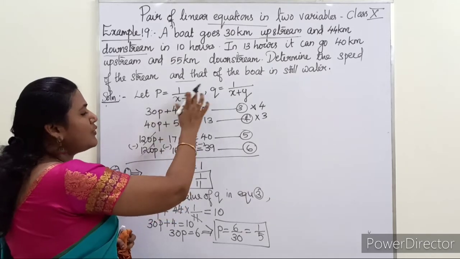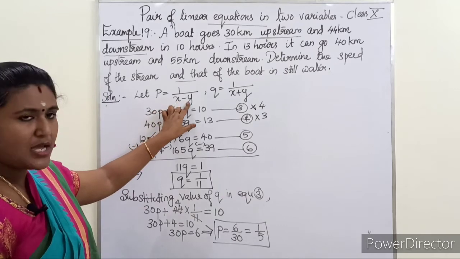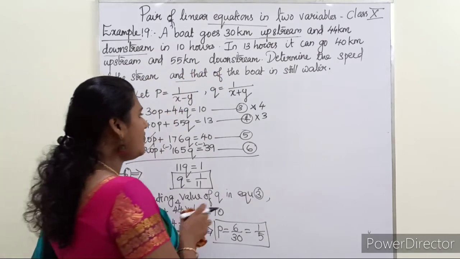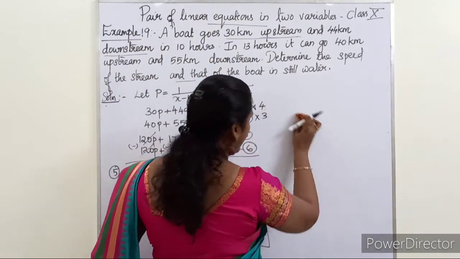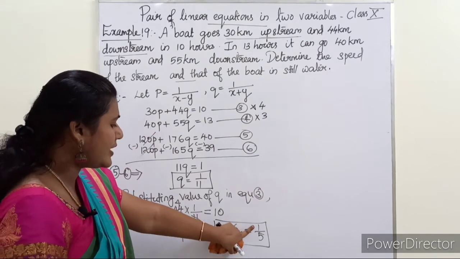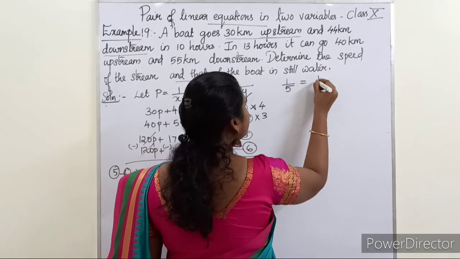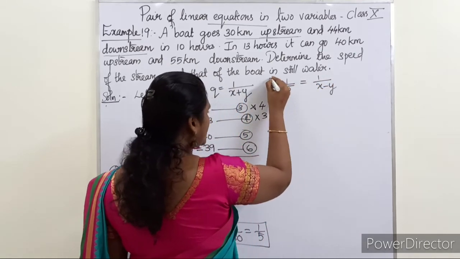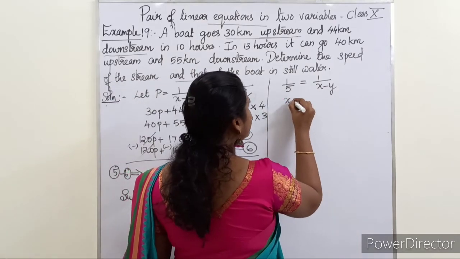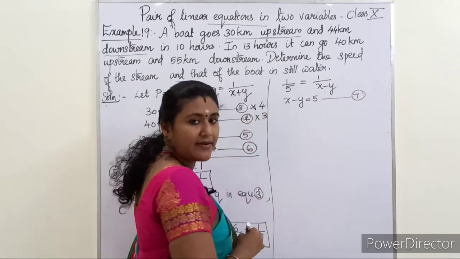Now actually we need to find out the value of x and y. So in these two equations we will substitute these values. First we will take the p value we got as 1 by 5. So here we will substitute. So 1 by 5 is equal to 1 by x minus y. So from this we will get x minus y is equal to 5. So this is another equation. I will name it as 7.